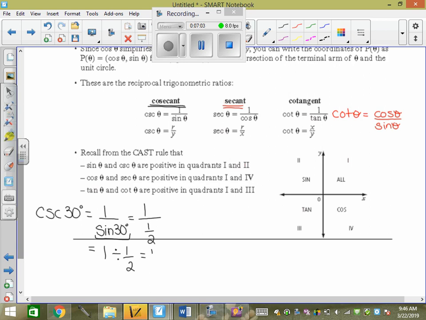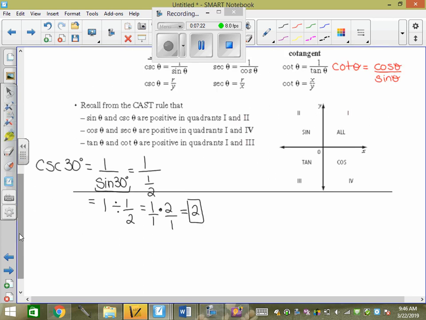And then we get 1 times 2 over 1. What's every number over 1? Every number is actually a fraction. Like 7 is just 7 over 1. We just don't write the 1. So now we're going to get 2 over 1, or just 2. So cosecant of 30 is 2.